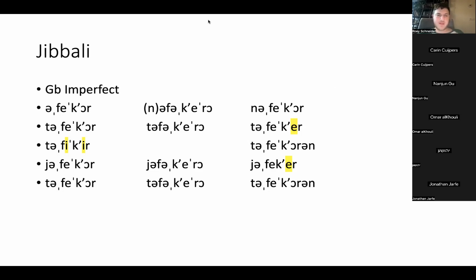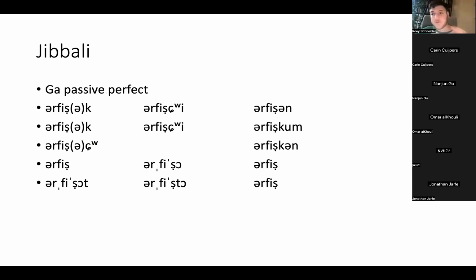Okay. Then there's the GA passive. So the GA also has an internal passive, like many other stems in Modern South Arabian. This is the form of it. It also barely changes. So rafits stays rafits with all of the suffixes. In some of them, its main stress becomes a secondary stress, but it usually stays exactly the same.